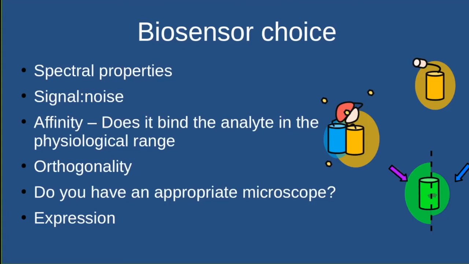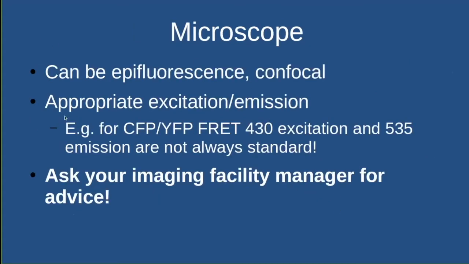You then need to think about expression, as there are a lot of biosensors that are quite difficult to express constitutively, which can cause a lot of problems. It's a lot easier to do imaging if you can see the thing. And then the other thing you need to think about is having an appropriate microscope for the spectral properties. So yeah, having the right microscope is really important. It doesn't have to be the fanciest confocal in the world. If you've got a very good epifluorescence with good filter set and a good set of sensors or cameras, then you can do wonderful biosensor imaging.